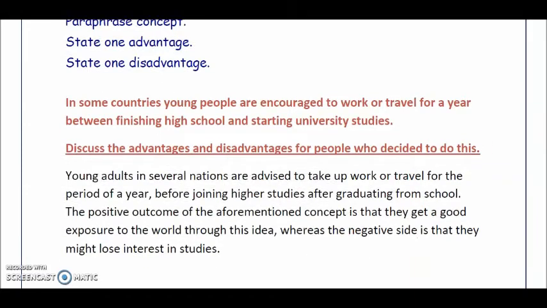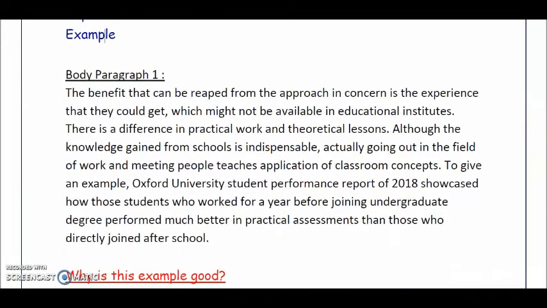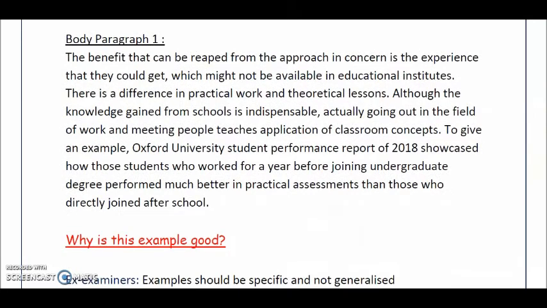Now let's go ahead and look at the body paragraph 1 structure. You have to restate the advantage you gave in the introduction paragraph. Then you have to explain it. And then you have to give a relevant example for it. Your explanation and your example should be relevant to the advantage that you gave in the introduction paragraph. Let's go ahead and read body paragraph 1.